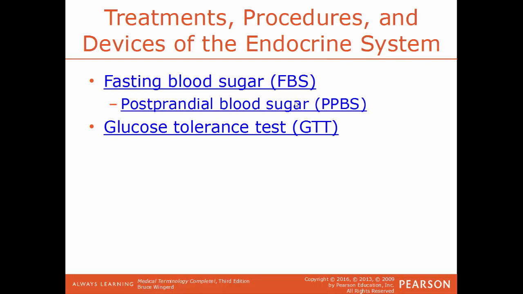Opposite of that would be our next term, PPBS, postprandial blood sugar. This is testing your blood sugar after you've eaten. And another type of blood sugar test is our last term, GTT, a glucose tolerance test. This is a longer type of blood sugar test, and it will test for how well your body is able to break down glucose. So you are given a sugary drink, and then levels of blood sugar are taken for a certain amount of time after you've taken that drink. This is to see how the levels of blood sugar go down over time.